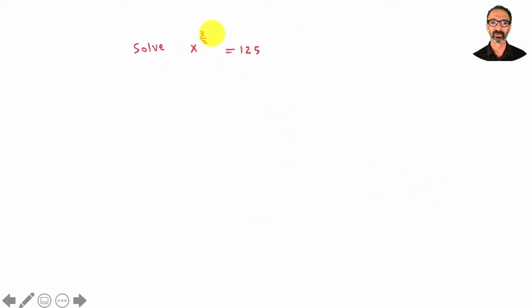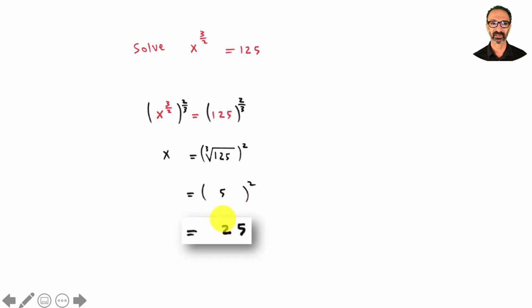x to the power 3 over 2 equals 125. That's more practice. We're going to raise both sides to the power 2/3, which is the reciprocal. This multiplied by this will make it 1. This right here, we're going to break the same way, 1/3 inside, cubic root, and 2 as a power outside. Cubic root of 125 is 5. 5 to the second is 25, and that should do it.